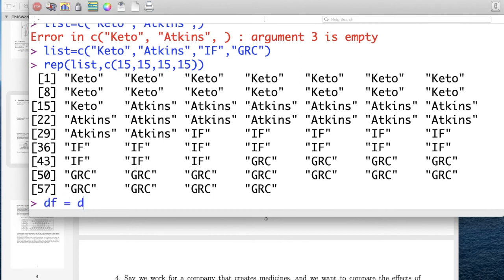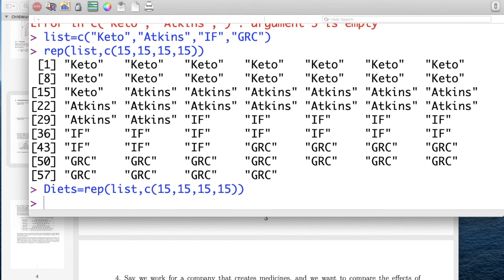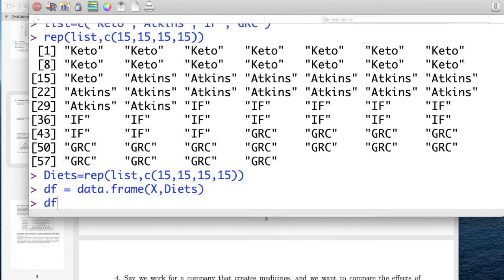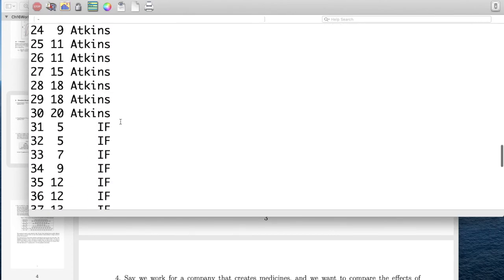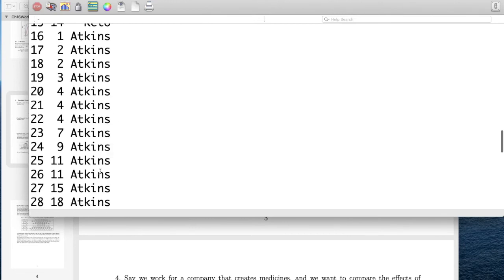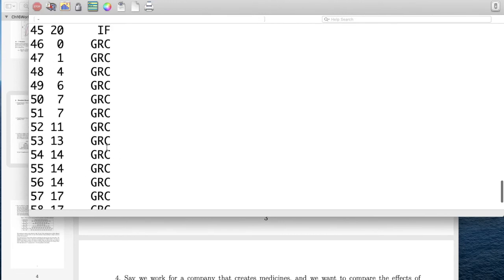And then finally, we're able to construct our data frame, which is going to be our data X compared to this list. And you know what I should do first, actually, is let me define diets as this. I meant to define it as diets. And then I'm going to construct our data frame with our data versus the listed diets. And so very nicely what this does is this spits out all the different values that we had in our diets versus which diet it was. So keto, Atkins, intermittent fasting, and generic calorie restriction.